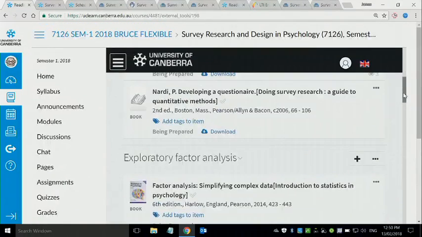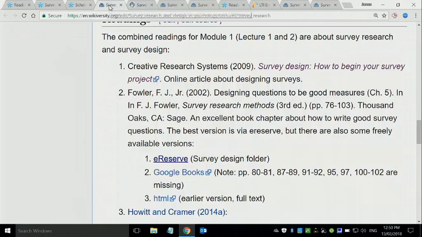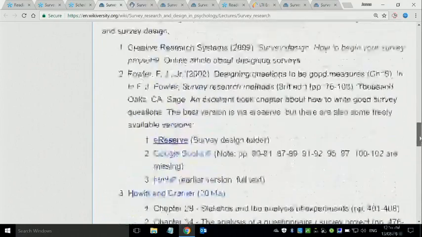A little tricky to scroll through, isn't it? Okay, so there's the Fowler reading here, and there's the Nardi reading, which you'll see down here. There's the Howitt and Kramer chapters, etc. Now you might go, whoa, okay, that's a whole lot of reading.